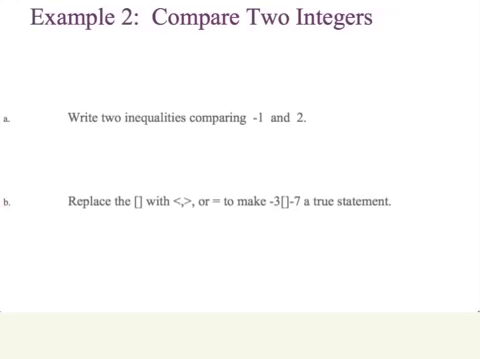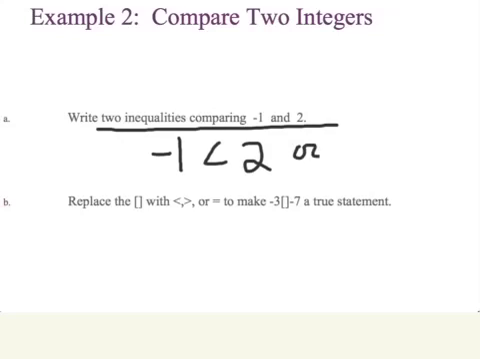Example 2 has us comparing two integers. So let's write two inequalities for -1 and 2. So I could write -1 is less than 2, or I could write it differently. I can write that 2 is greater than -1.